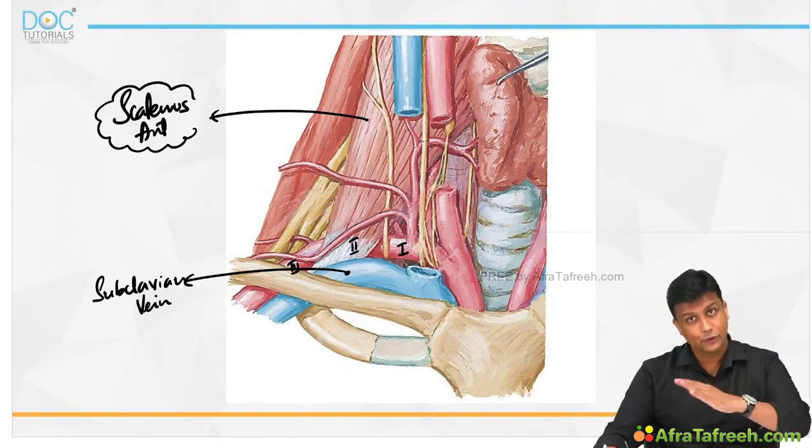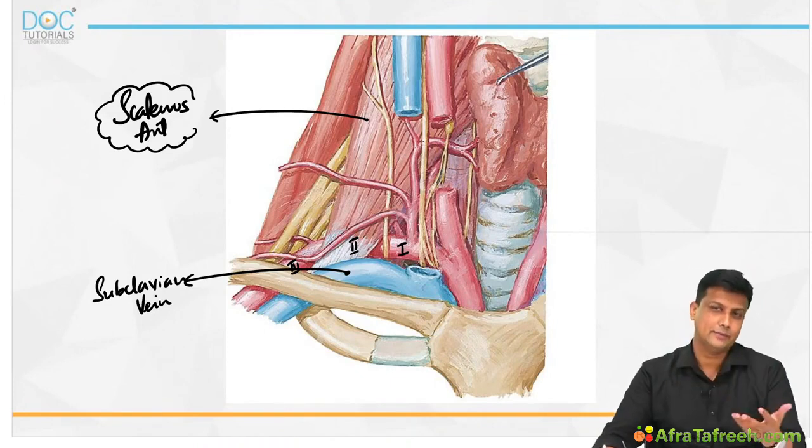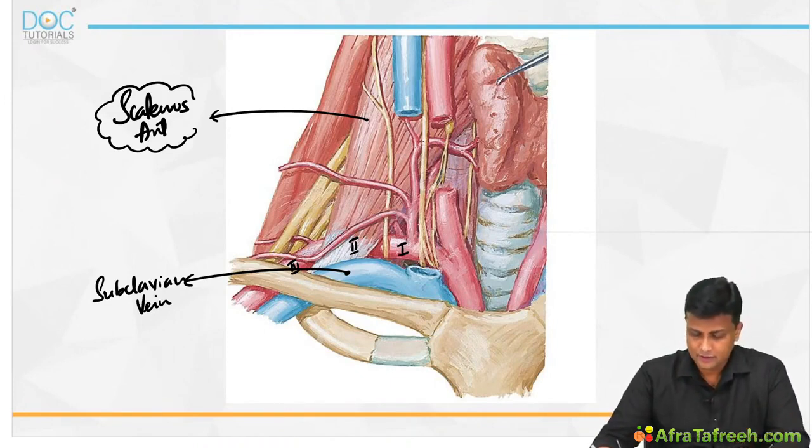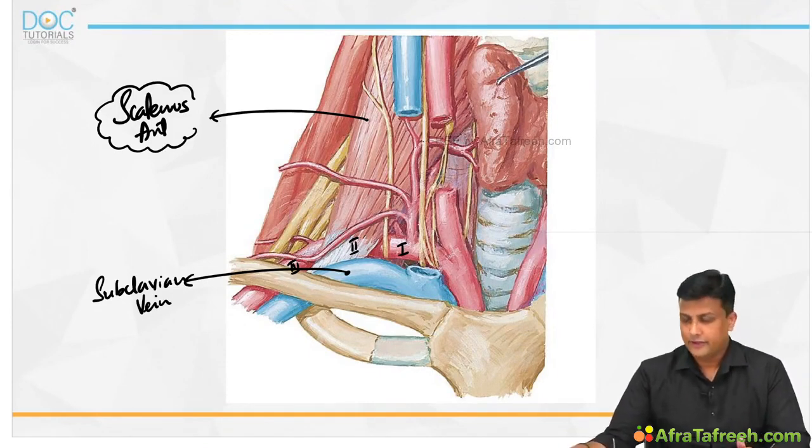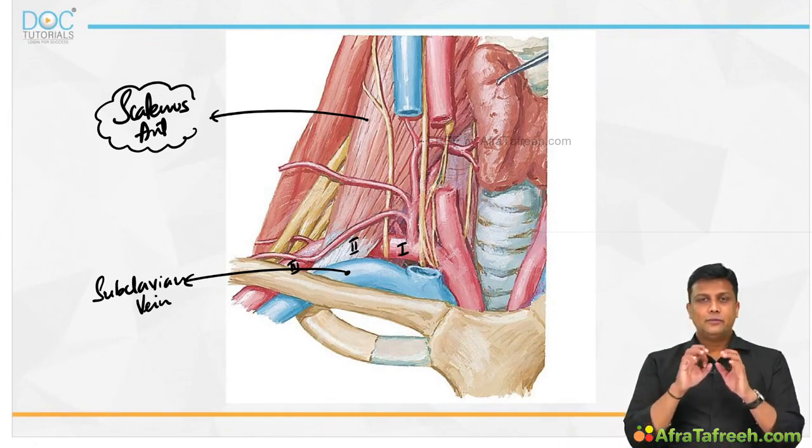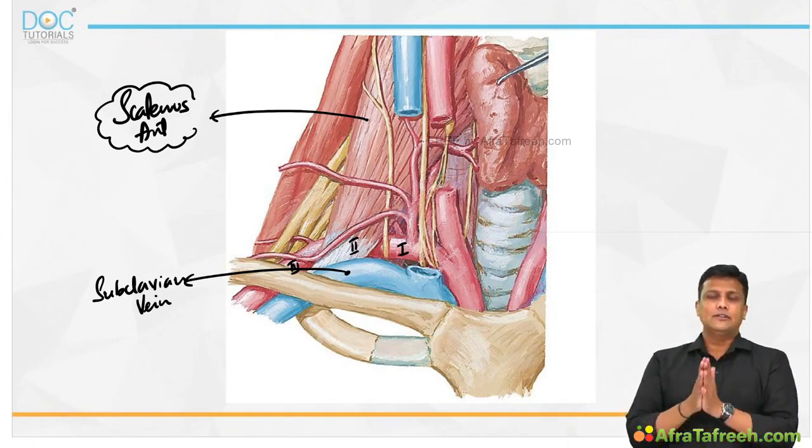First part will be before the muscle, second part will be behind the muscle, and third part is after the muscle. Fine. Now, first part of the subclavian artery we have learned a lot of times. It will give three branches, VIT branches. So V for vertebral, I for internal thoracic, and T for thyrocervical. So my dear friends, remember the first part of the subclavian artery will give three branches.